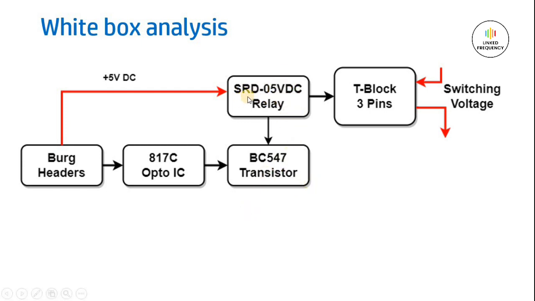And the relay that we are using is a 5 volt relay because we have a 5 volt input here. The part number for this relay is SRD05VDC. And the terminal block we are using has a 10 ampere current rating, and it's a terminal block with a 5.08 pitch. This is how our white box analysis looks for the entire two-channel relay module.